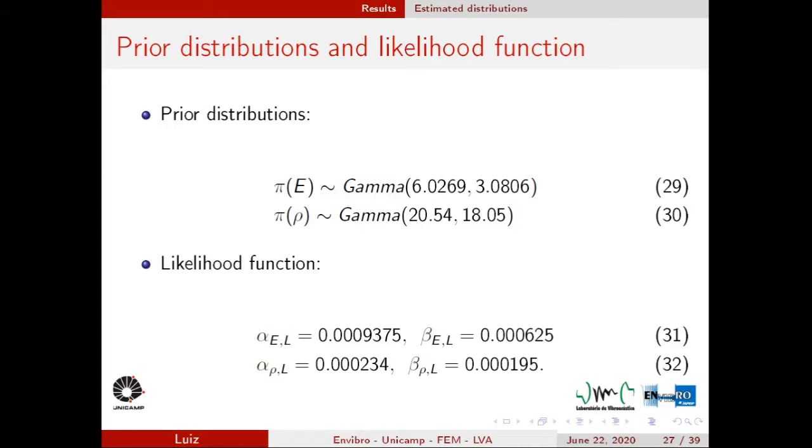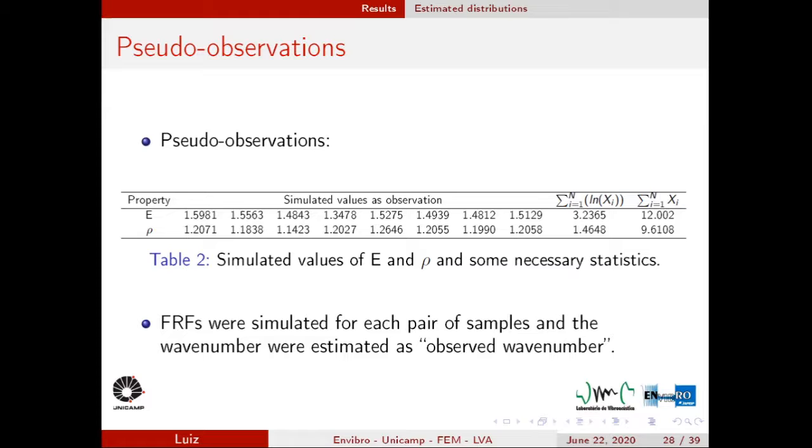Using the previously stated methodology, we can obtain the prior distributions and the likelihood functions. Then we can simulate some values that we consider as observations from the properties E and ρ. We also have some statistics that we need for calculating the log likelihood, and using those simulated values, we simulated some FRFs that we used in the Prony's method to calculate the wavenumber values that we considered as observed wavenumbers.